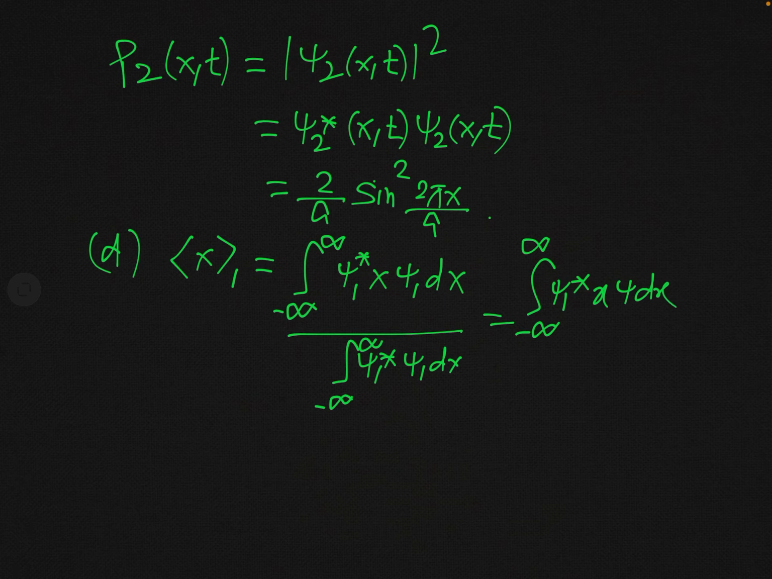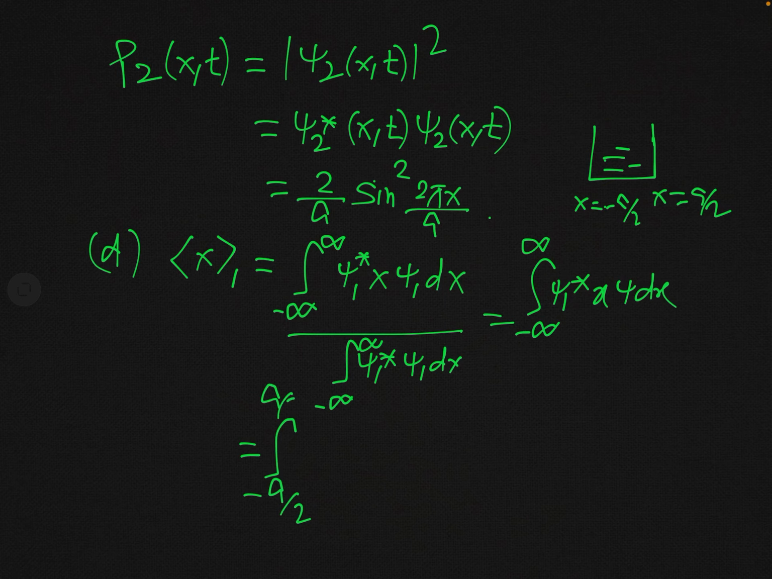Now you know in this case these limits minus infinity to plus infinity imply all space, and in our present problem all space lies between x equal to minus a by 2 and x equal to plus a by 2, because you know that the particle is confined in this potential well. So actually here the limits will be from minus a by 2 to plus a by 2. So let us substitute it.